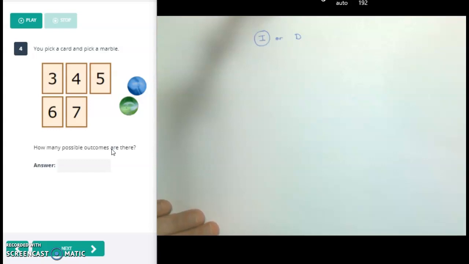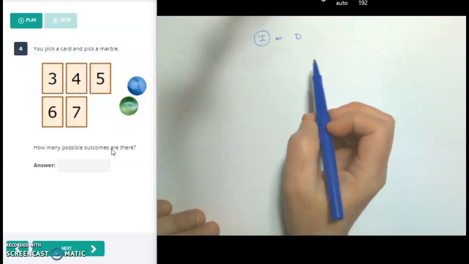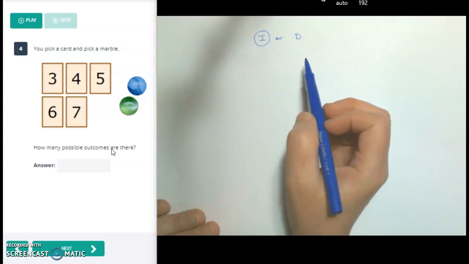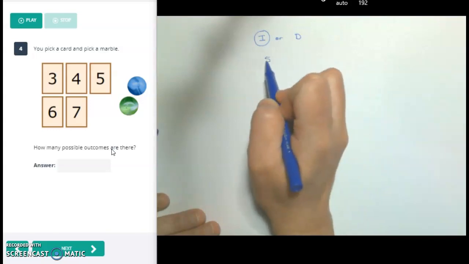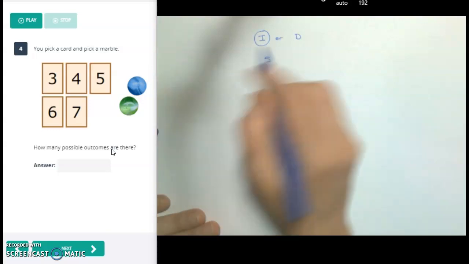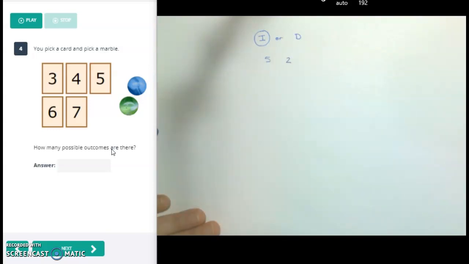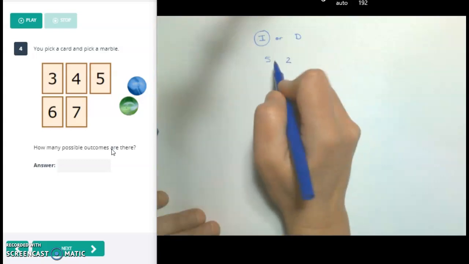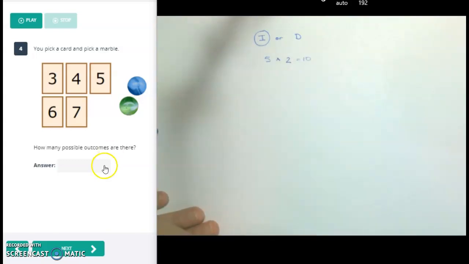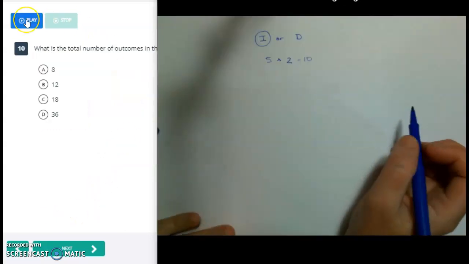It says, how many possible outcomes are there? Well, if we look at the number of outcomes in the cards, there are 5. And with the marbles, there are 2. And our fundamental counting principle tells me that I can multiply these together and get 10. So our answer should have been 10.